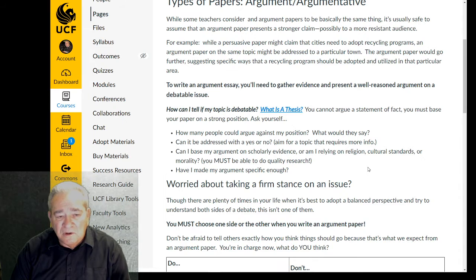You do want to persuade in an argumentative paper, but the main thing here is not about whether you're just persuading, but that you're dealing with an actual issue where there are opposing viewpoints that requires you to research and to support your evidence. Can I base my argument on scholarly evidence, or am I relying on religion, cultural standards, and morality? You must be able to do quality research.